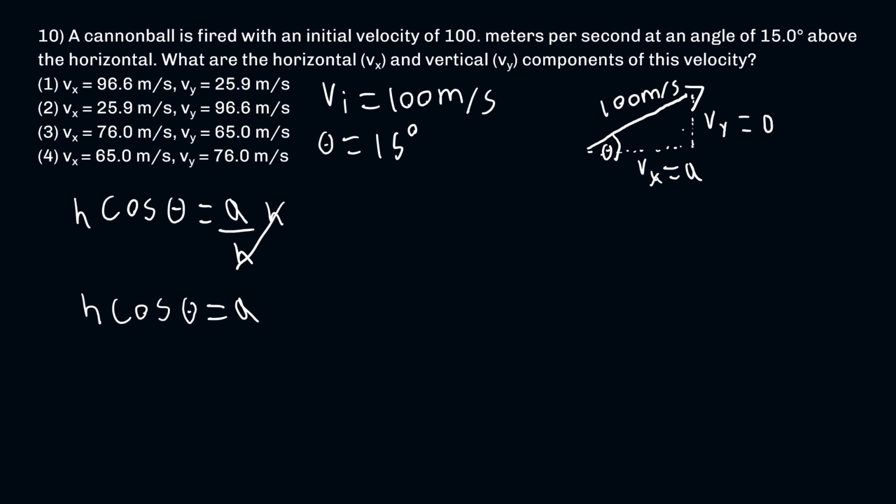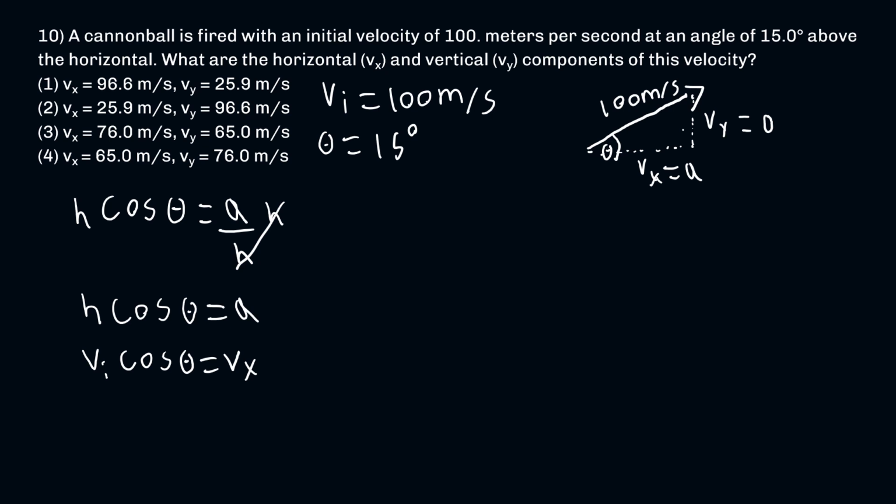In this situation, my hypotenuse is v_i, which is the 100 meters per second. So v_i cosine theta equals v subscript x, which is the same thing as a subscript x equals a cosine theta. That's where that equation actually comes from, just finding the side of the triangle essentially. If you're a little bit confused with that, hopefully that explains it a little bit better.